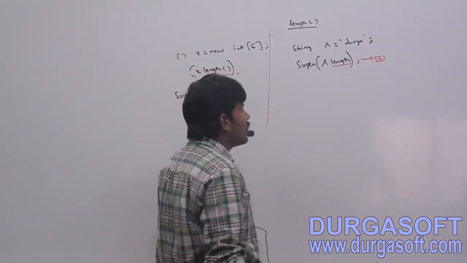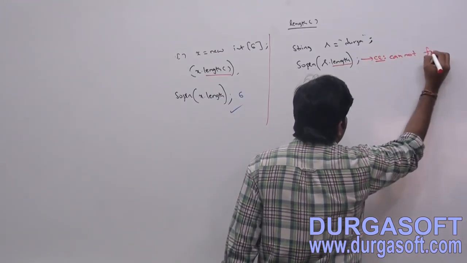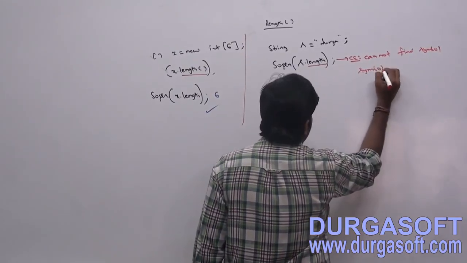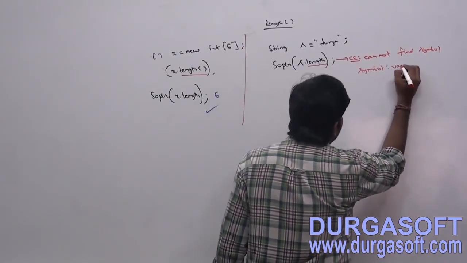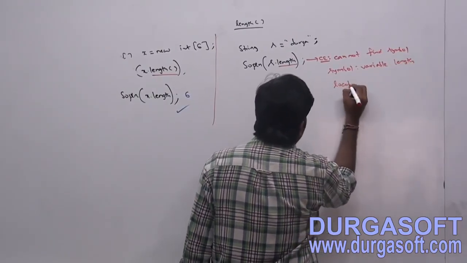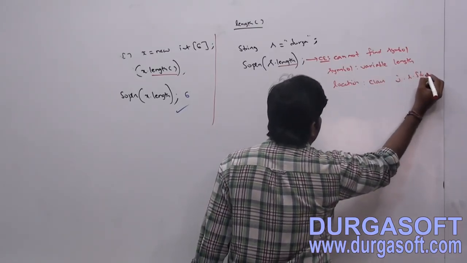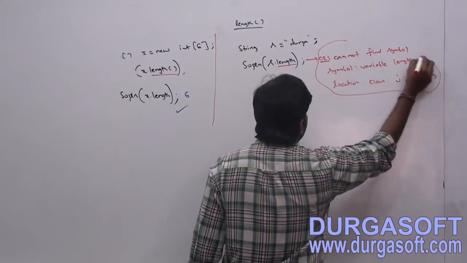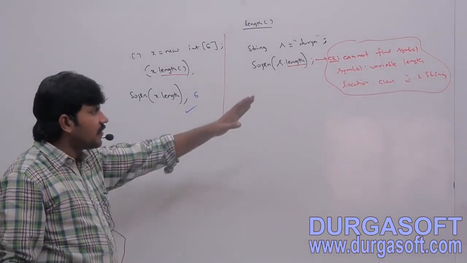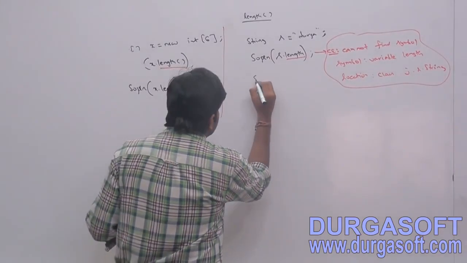Okay, the compile time error says cannot find symbol. Which symbol? Variable length. In which location? Class java.lang.String. Are you getting it? Cannot find symbol. Which symbol is nothing but variable length? Location: class java.lang.String. Is it clear, right?